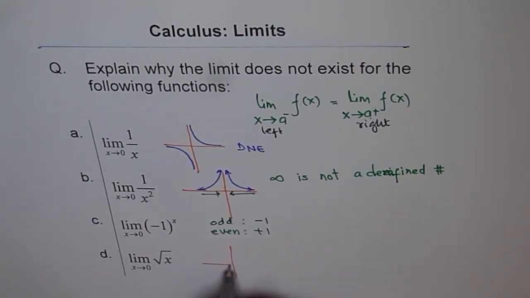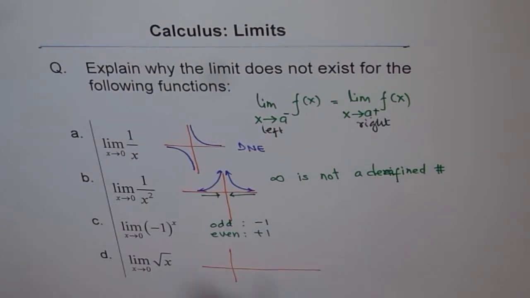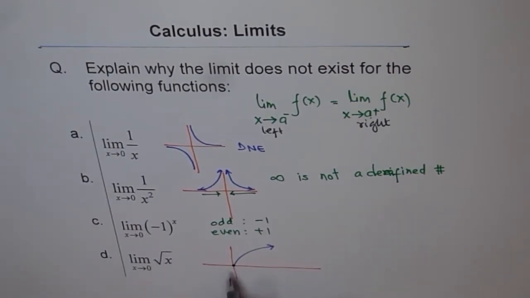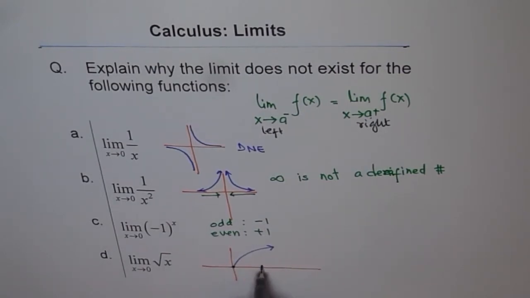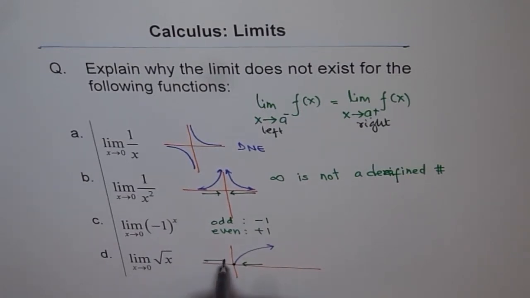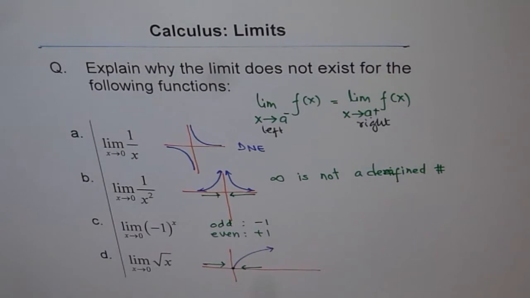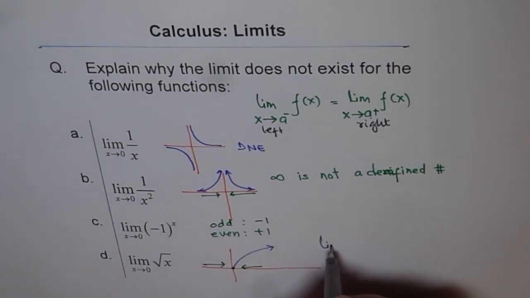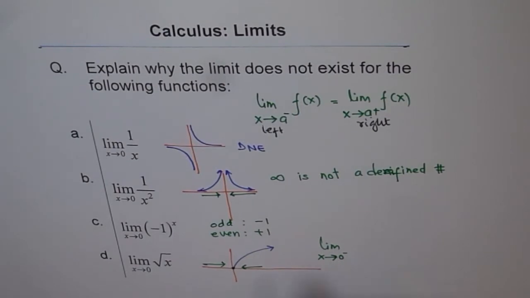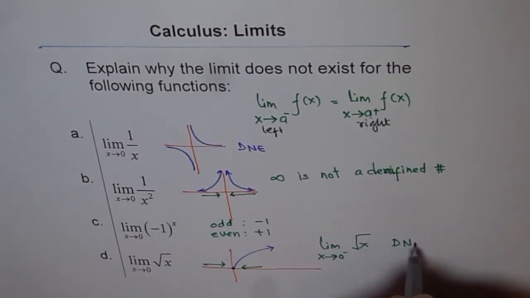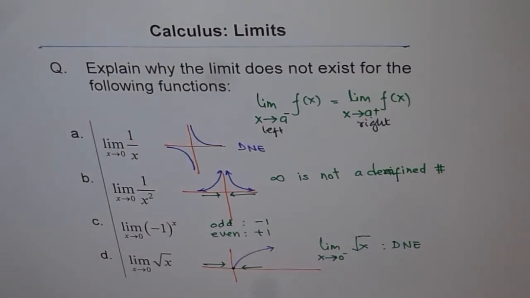Here is the 4th one. Let's sketch it. Sketching is always better. It gives you a good idea why the limit does not exist. At x equals 0, square root of x is 0. If you approach from the right side, you are approaching 0. Perfectly fine. How about approaching from the left side? Can you approach? No, you can't. The limit as you approach 0 from the left side for square root of x does not exist. Therefore, the limit of square root of x as you approach 0 from both sides does not exist.